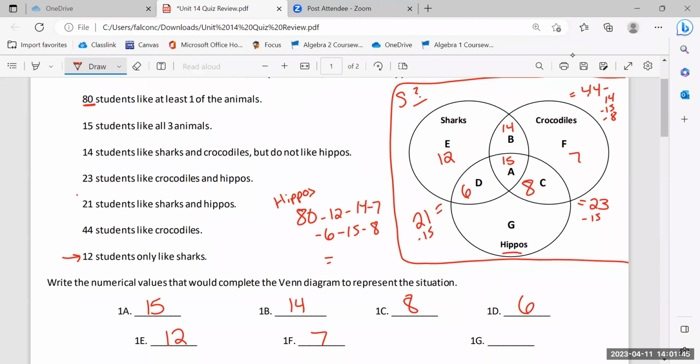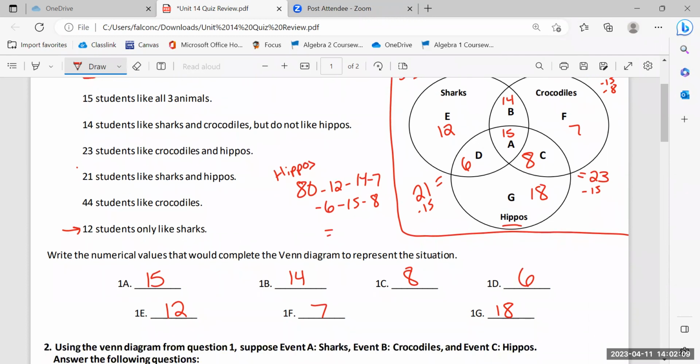So 80 minus 12 minus 14 minus 7 minus 6 minus 15 minus 8 leaves me with 18. So I have 18 students that like just the hippos. Now you'll have everything, and you can recheck yourself. You could add all the numbers up inside, and that should be equal to 80 students.